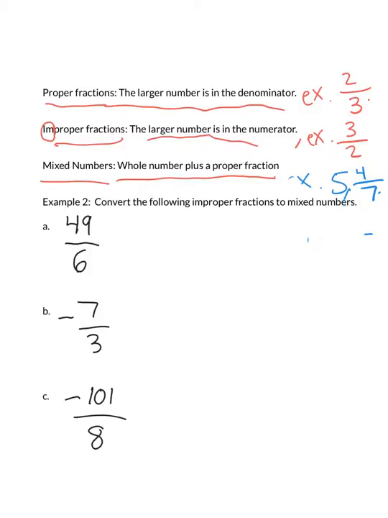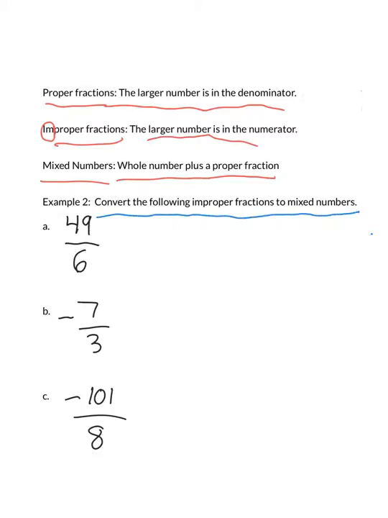I'm going to erase a little bit just to create some room. So looking at example 2, it says convert the following improper fractions to mixed numbers. So we got an A, B, and a C. We do currently have improper fractions because the bigger number is on the top of the fractions. We have 49 on top of just little 6 here on the bottom of A. So A, 49 over 6. Let's start with this one.